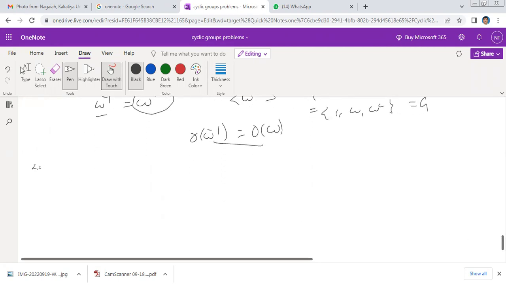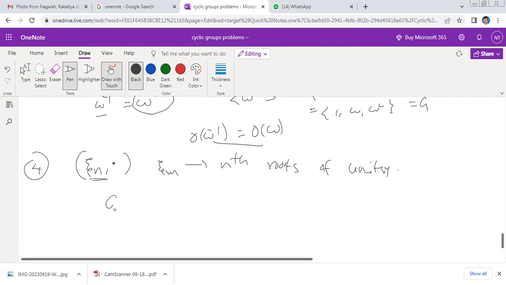Now, in general, I am taking the nth roots of unity, denoted Xi n, under multiplication modulo n. Here, Xi n means the nth roots of unity. They form a group under multiplication. What are the generators? That means G is equal to {1, omega power 0 meaning 1, omega, omega square, and so on, omega power n minus 1}.